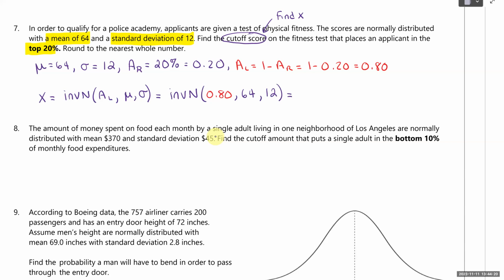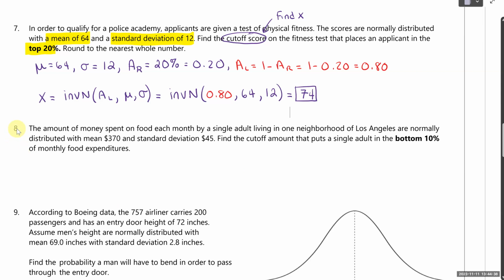And you're welcome to check that out. I'm going to round to a whole number, and that would be a score of 74. So the average was 64, but if you want to be in the top 20%, you're going to need a score higher than that. You'll need a 74. All right, let's see how that's different than number 8.